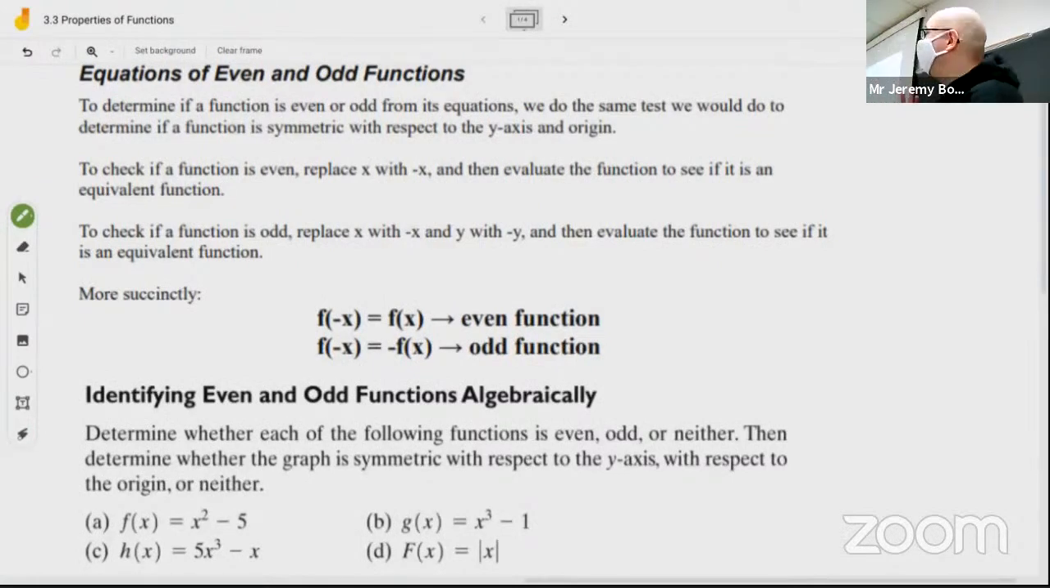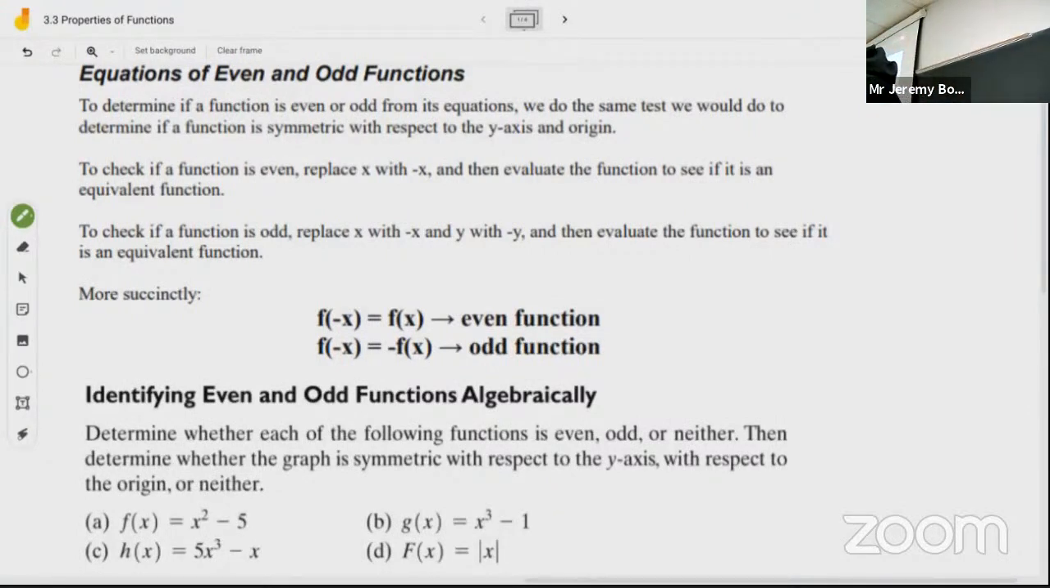Determining if a function is even or odd is pretty simple with the graph. You just determine if it's symmetric with respect to the y-axis or symmetric with respect to the origin, and there you go. You just got to remember which one relates to which one. To figure out if it's even or odd from the equation is a little bit more difficult.